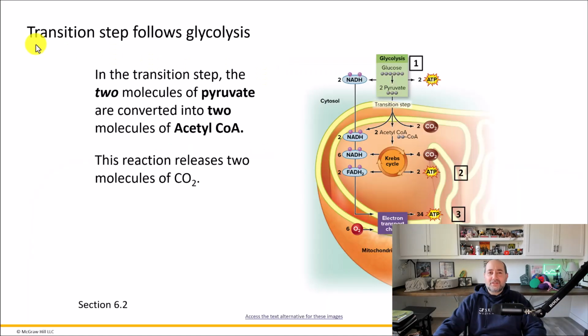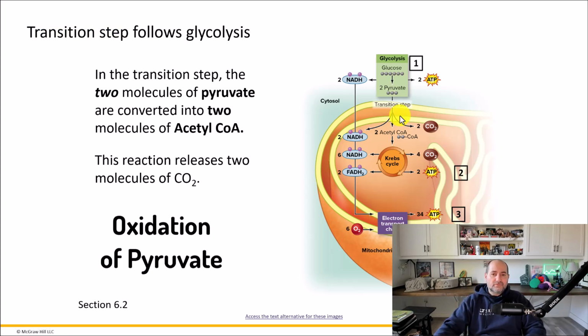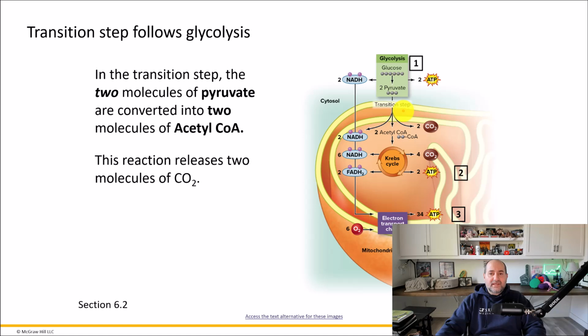Now, after glycolysis, remember we have 2 molecules of pyruvate, these 3-carbon molecules, and those pyruvate molecules are going to move into the mitochondria. So they're going to go from the cytosol into the mitochondria. And during this transition, there is what's known as the transition step. Many textbooks, instead of calling it a transition step, will call it oxidation of pyruvate, in case you've ever heard that terminology before. So there's this transition step that occurs between glycolysis and the Krebs cycle. So let's talk about the transition step.